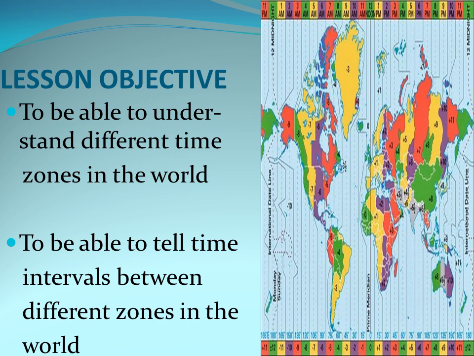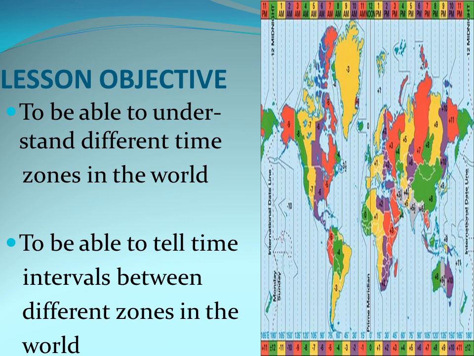Who tells them that that's supposed to be the time? How do they know that that's supposed to be the time? Do they all turn their clocks and just put the time there? How do we know? So that's what we're going to be learning, and then we'll be able to tell the time intervals. Ultimately, we must be able to tell the time intervals between different zones in the world.